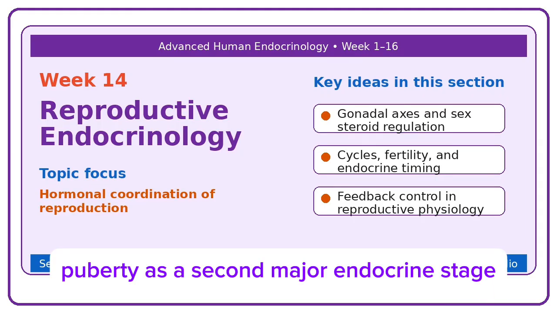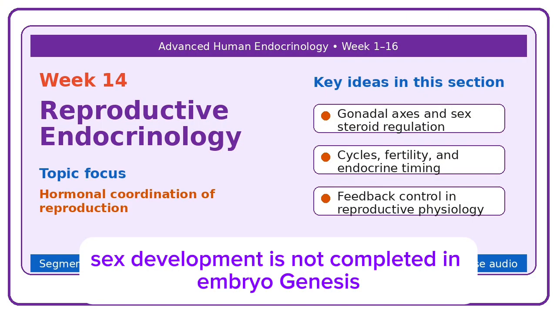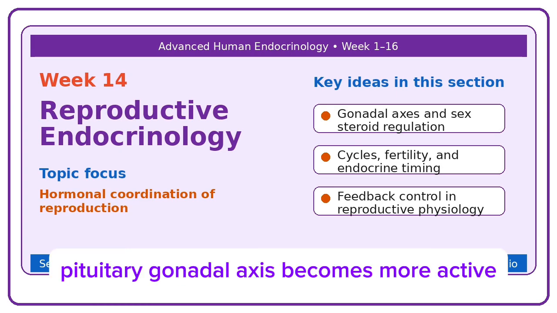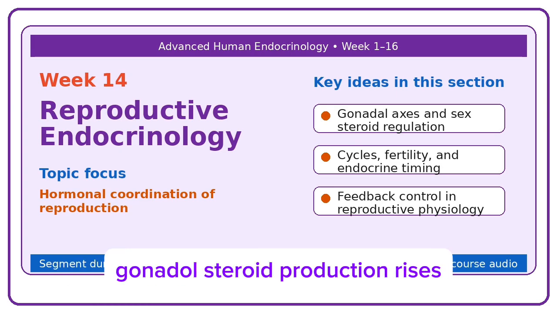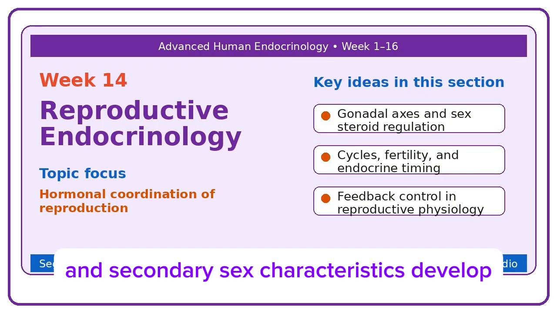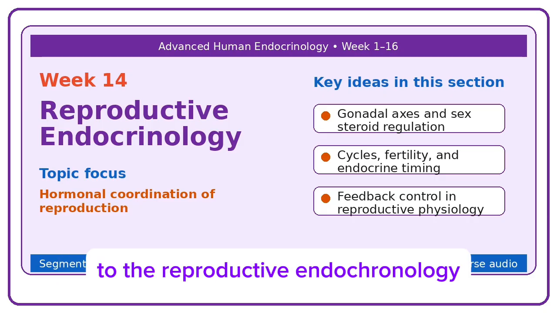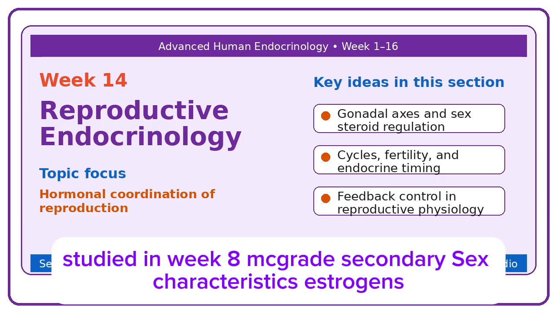Number 7. Puberty as a second major endocrine stage. Sex development is not completed in embryogenesis. Puberty represents a second major endocrine phase, during which the hypothalamic pituitary gonadal axis becomes more active, gonadal steroid production rises, and secondary sex characteristics develop. Puberty therefore connects developmental endocrinology to the reproductive endocrinology studied in Week 8.